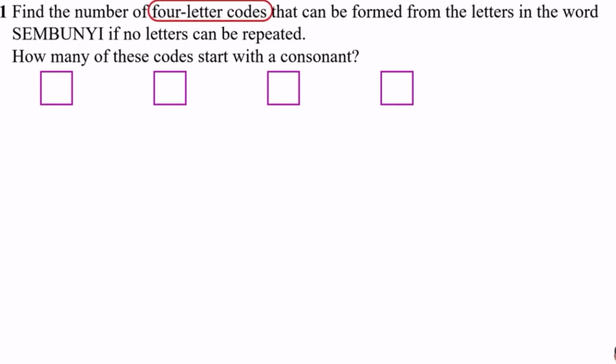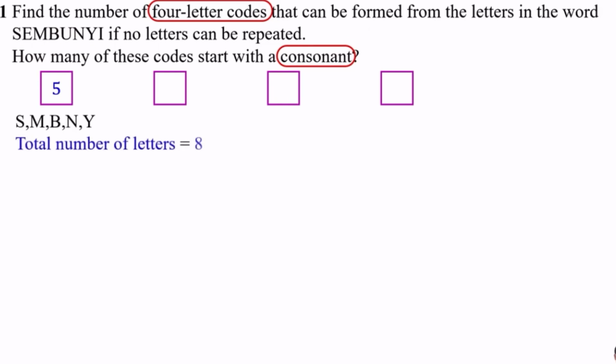Alright, so we need to consider 4-letter codes. So we draw out 4 spaces or 4 boxes. Now the condition is it must start with a consonant. So how many consonants do we have? We have S, M, B, N, Y, 5 consonants. So the total number of letters is equivalent to 8.